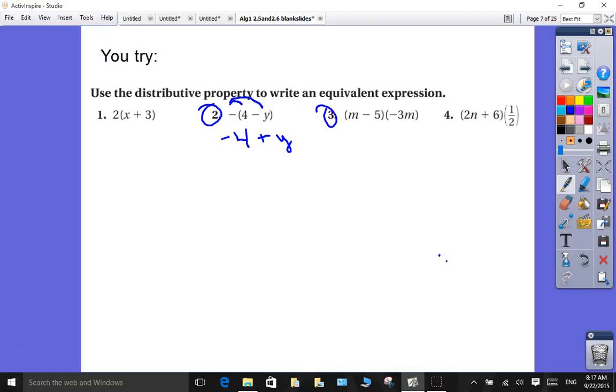I got negative 3m plus 15y. No. Remember, if you do m times negative 3m, that's negative 3 times m times m. And m times m is m squared. So it's actually negative 3m squared. And the next term would be negative 5 times negative 3m. The negative times negative makes positive. And it's 15m.